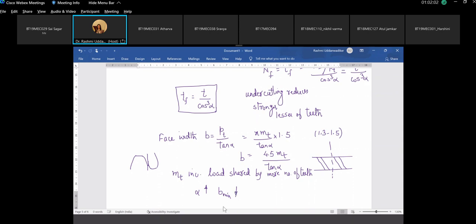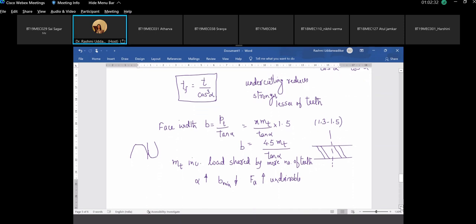If you increase the value of alpha, B minimum will reduce, and with the decrease in B minimum, this axial load, this axial stress or the axial force, which is unwanted, increases. This is undesirable. And so we'll try to keep this alpha minimum. So alpha is in the given range, normally 18 to 20. Will not go on the higher side.